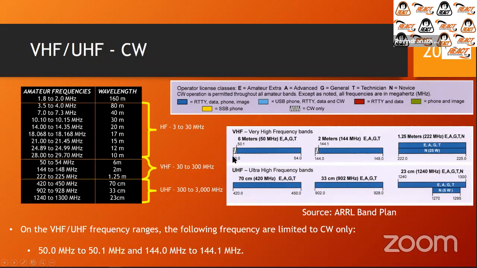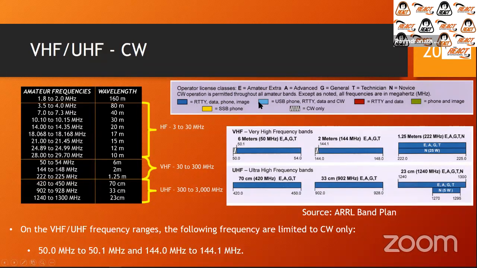So on the 6-meter band, from 50.0 to 50.1 megahertz, CW only. On the 2-meter band, 144 to 144.1 megahertz, CW only. You're not permitted to do RTTY, you're not permitted to do voice, you're not permitted to do phone. You can only do CW. So I just put this here. This applies to all of the other slides.